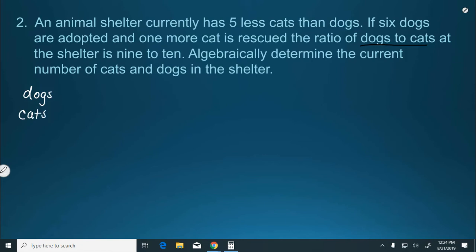Now, in the first sentence, it says currently has 5 less cats than dogs. Cats are being compared to dogs, so dogs are x, and there's 5 less cats, so x minus 5. Now we start building our ratio. We know the ratio is going to be 9 to 10, or 90%.